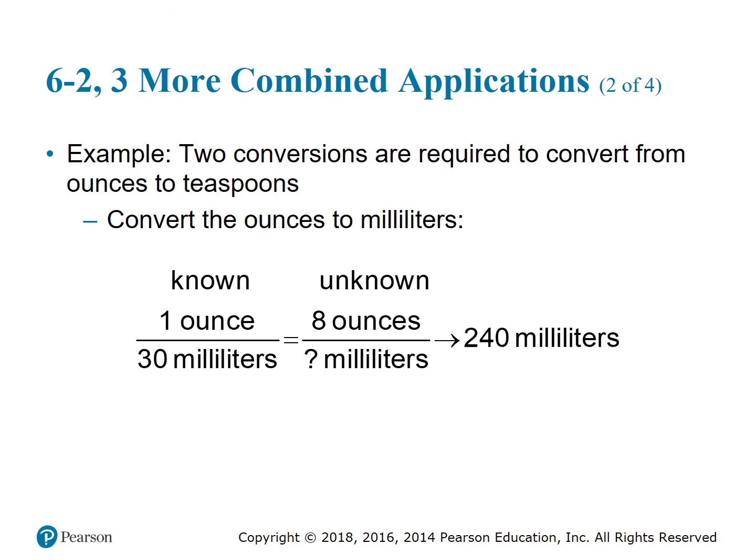We're going to set this up in the same way, right? We know that there are 30 milliliters in 1 ounce. So 1 ounce per 30 milliliters, and then we're going to put our equals, and on the other side it's telling us we have 8 ounces, right? And we want to know how many milliliters. So then we can perform our operations where we cross multiply 30 and 8, and then we would divide by 1, and that gives us 240 milliliters. Now we know what we need to know to find out teaspoons. So let's look at that on the next slide.